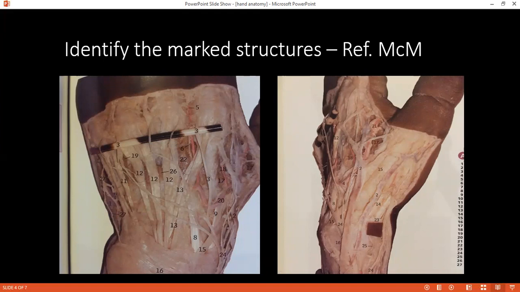Very good. Excellent. If you are looking at this image, can I ask you to identify number 16, please?